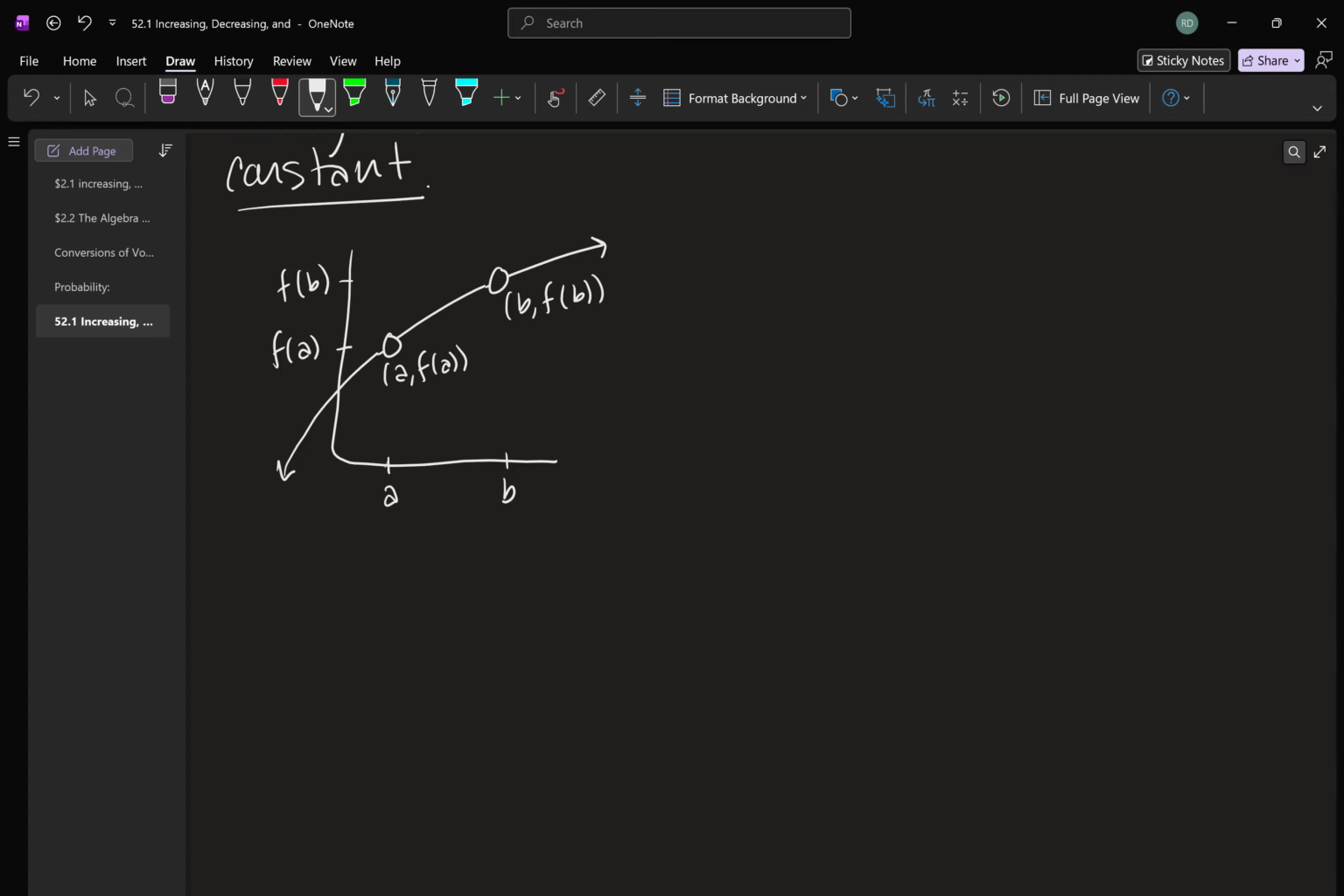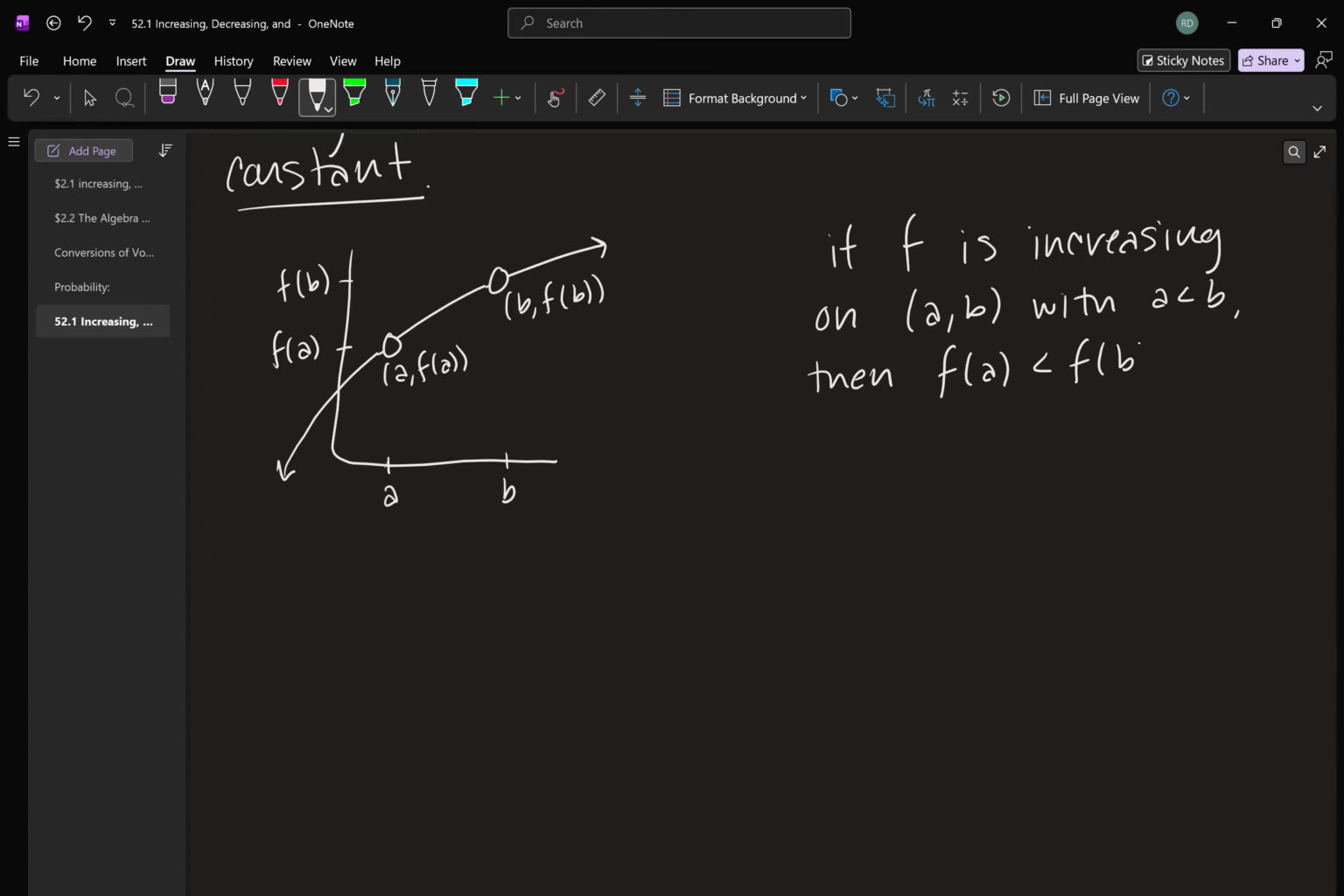So formally, the way we write this, if f is increasing on the interval a to b, with a less than b, then f of a is less than f of b.